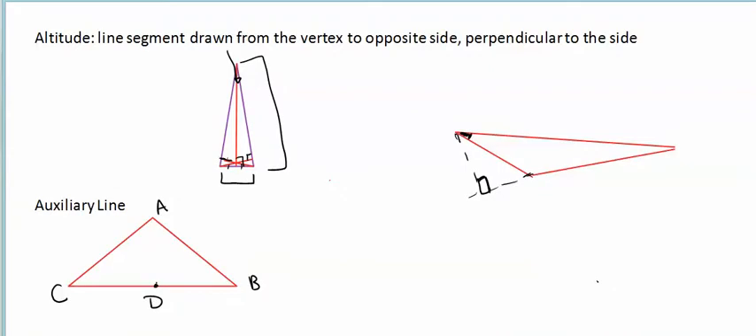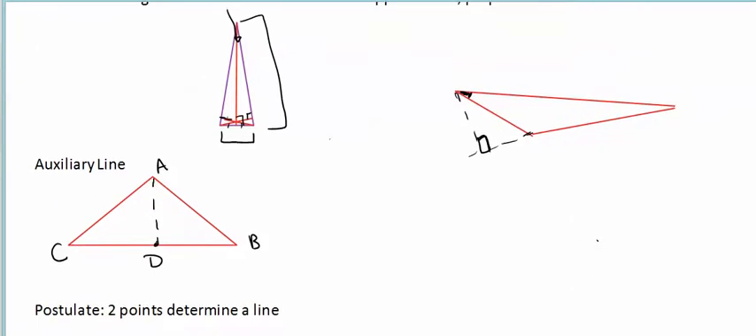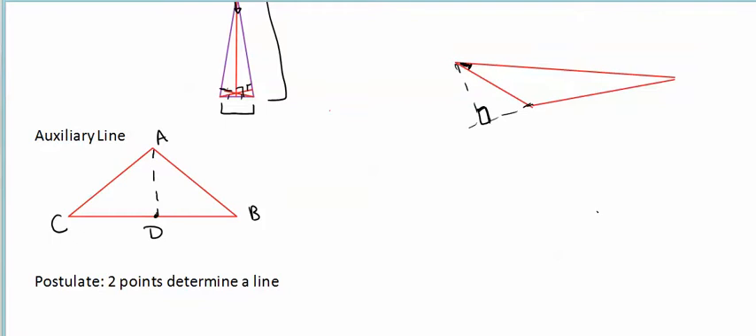The last definition we'll look at is an auxiliary line. An auxiliary line can be very helpful when we're trying to maybe use a reflexive property or just need a little bit more in our diagram. An auxiliary line is a line that we're going to draw and add to the diagram itself. So in triangle ABC, we could draw an auxiliary line connecting A to D, and the reason why we can do so is the postulate: two points determine a line.